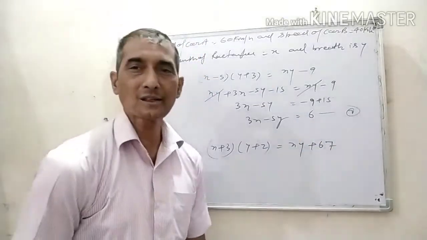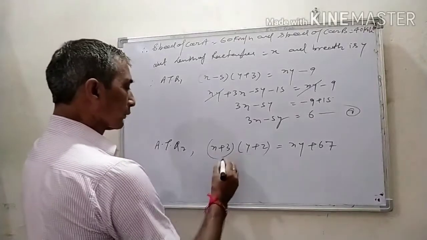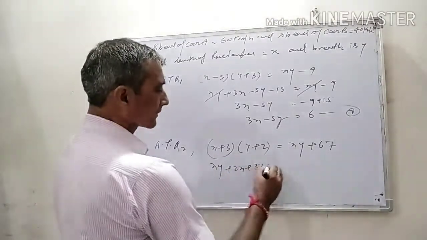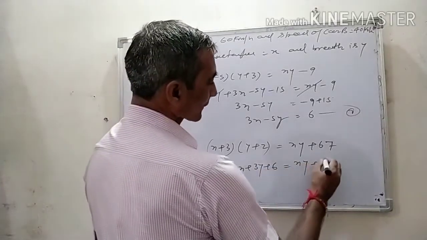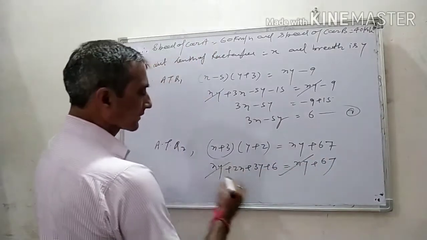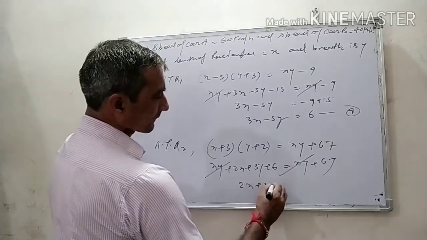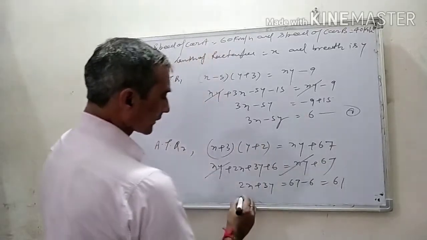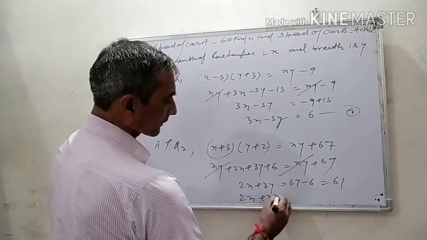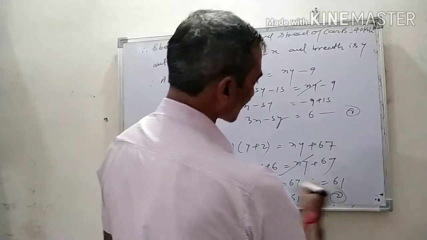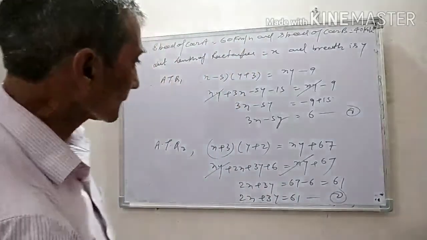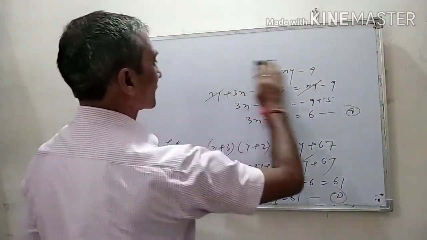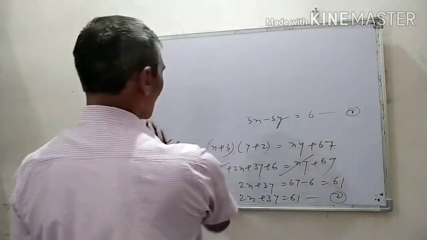Here, add the second part. Now, multiply: xy plus 2x plus 3y plus 6 equal to xy plus 67. xy will be cancelled. 2x plus 3y equal to 67 minus 6. That is 61. 2x plus 3y equal to 61. Now second equation. So you get two linear equations according to the conditions of the questions.